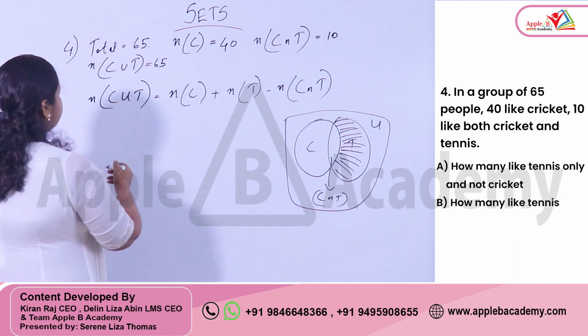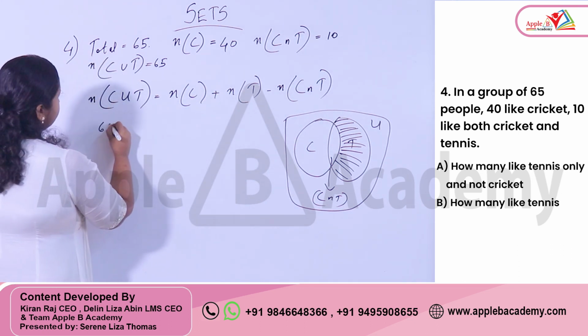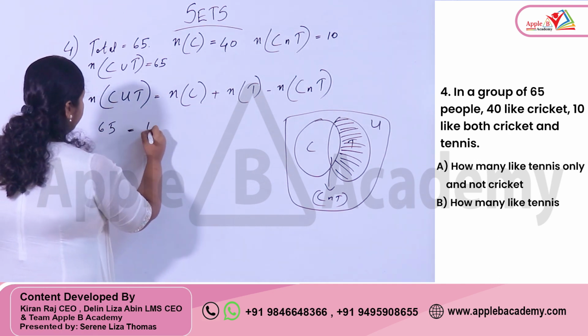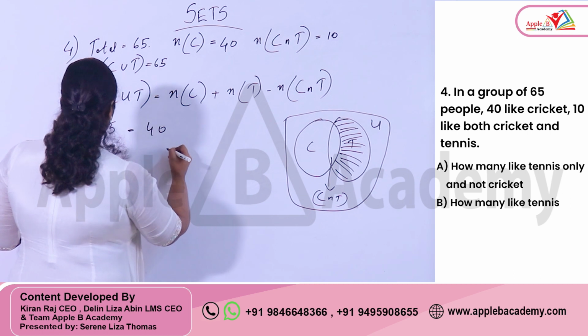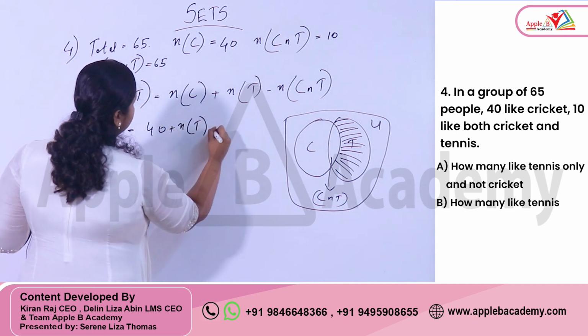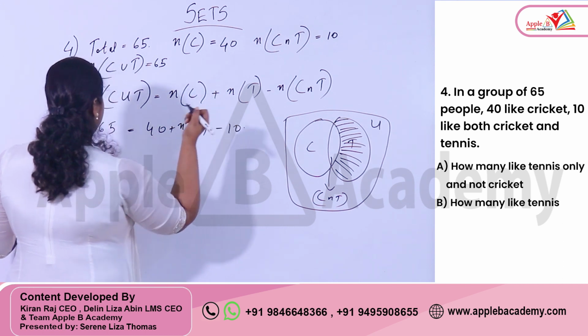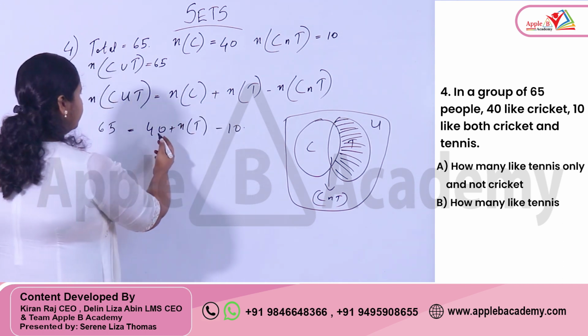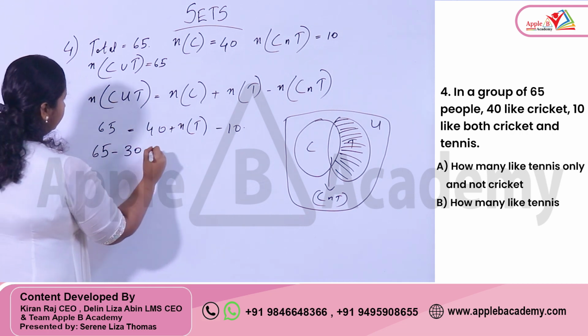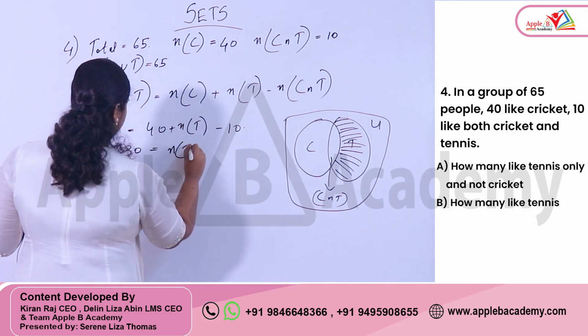Okay. So first we will solve this. 65 is equal to 40 plus N of T minus 10. Okay. So 40 minus 10, 30. So 65 minus 30 is equal to N of T.